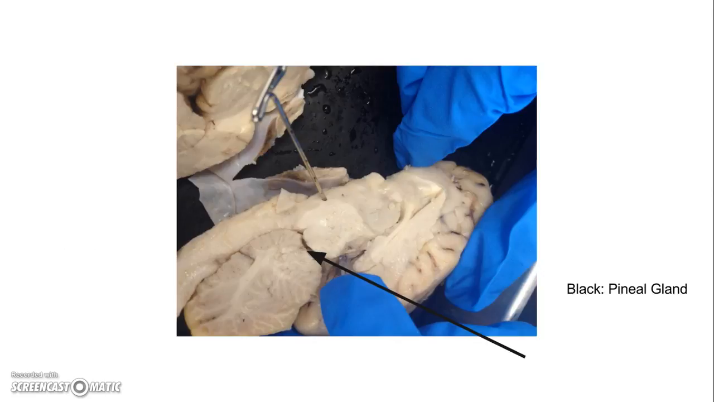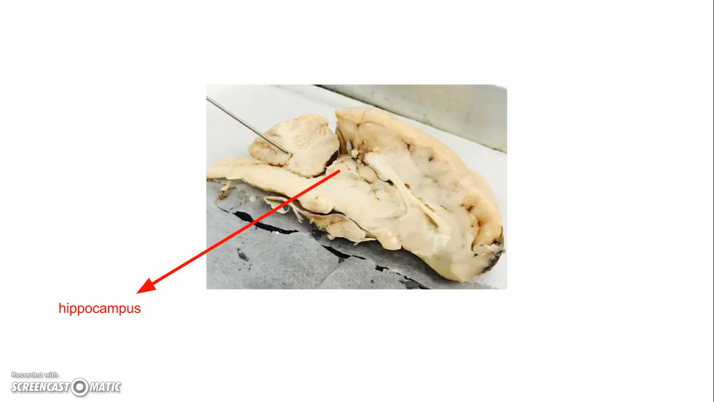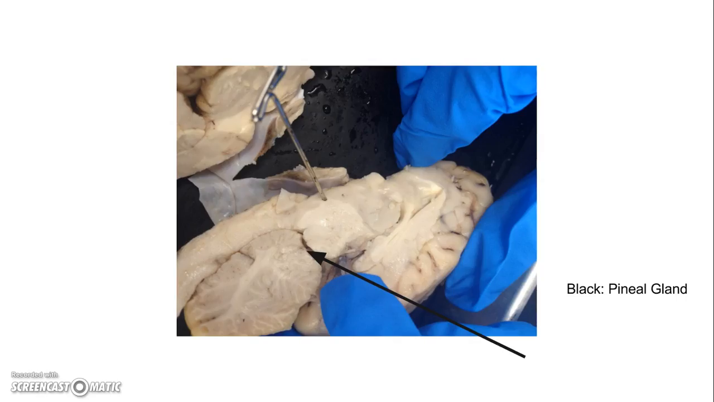The hippocampus is in control of memory storage. It looks like a seahorse. And the black arrow indicates the pineal gland, also called pineal body, is an endocrine gland, which means it produces hormones.